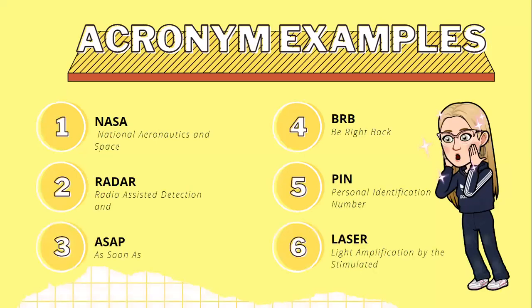Then going back to acronyms, I bring to you some examples like these six that are a little bit more frequent. Like NASA, National Aeronautics and Space Administration. Radar, radio detection and ranging. ASAP, as soon as possible. BRB, be right back. PIN, personal identification number. Laser, light amplification by the stimulated emission of radiation. Some of these acronyms like PIN, laser, NASA, radar are used even in Spanish and we didn't know that they are in English actually.